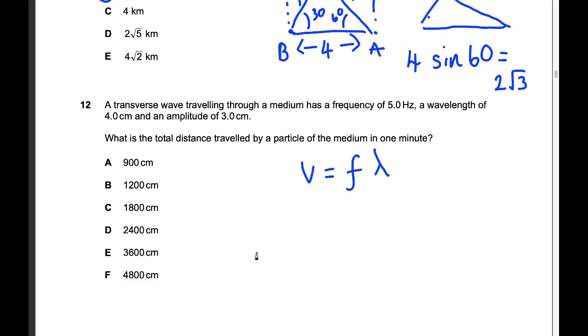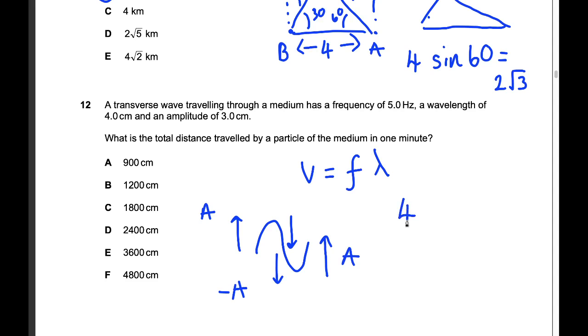So as one wave passes, your particle of water is going to go up to the amplitude, back down again to the equilibrium position, then down to a displacement of negative the amplitude. So far it's moved 3 amplitudes, and then it moves back up again to the equilibrium position. So it moves a total distance of 4 times the amplitude in just one wave. That'd be 4 times 3 centimeters, which is 12 centimeters.